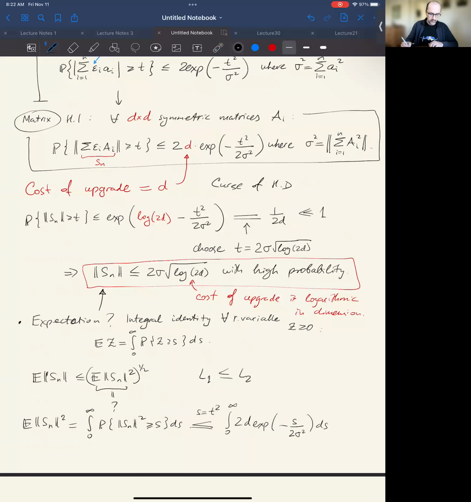Wonderful. Yeah, I think it's good, right? And this 2d goes outside, and the integral of e to the minus function is this function itself. So if you compute this simple integral, you get 4 sigma squared d.